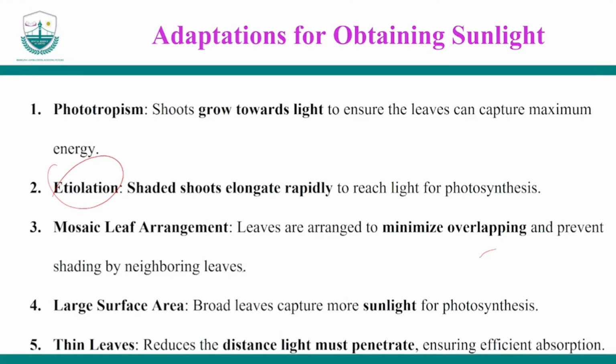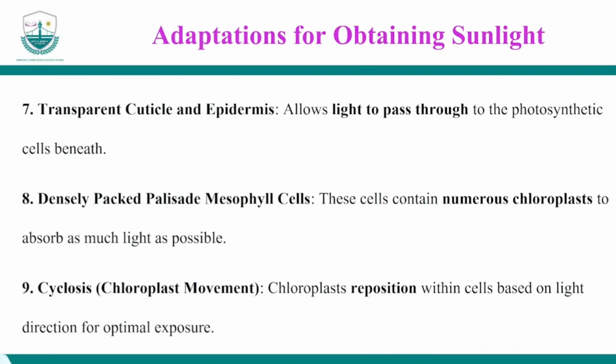The leaves are usually broad. That means that they have a larger surface area for absorption of sunlight. And then others are thin. That means that the distance that light will need to travel is actually minimal, and that means that they are very efficient in absorption of light.